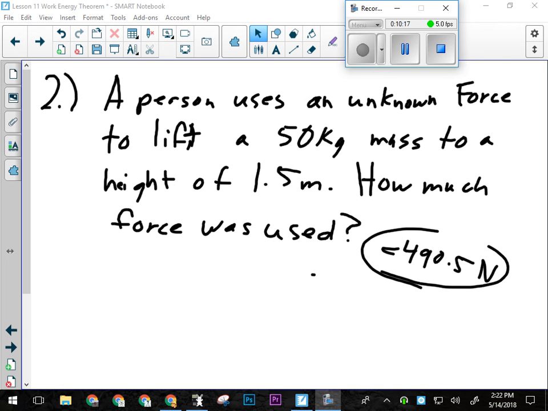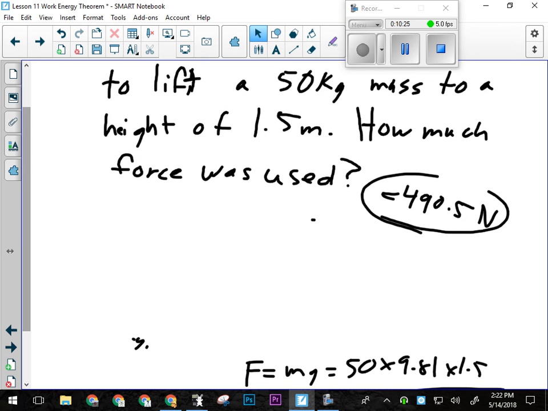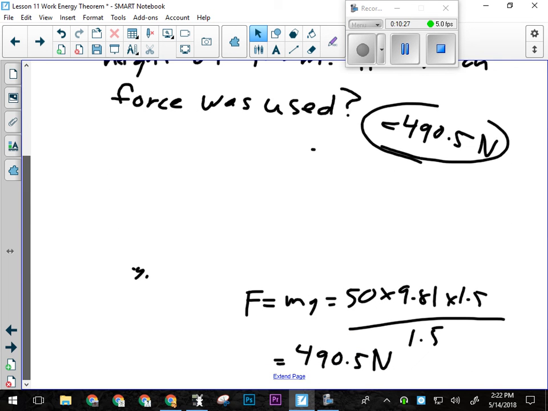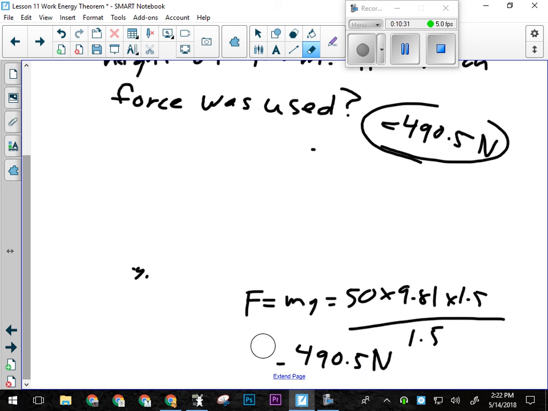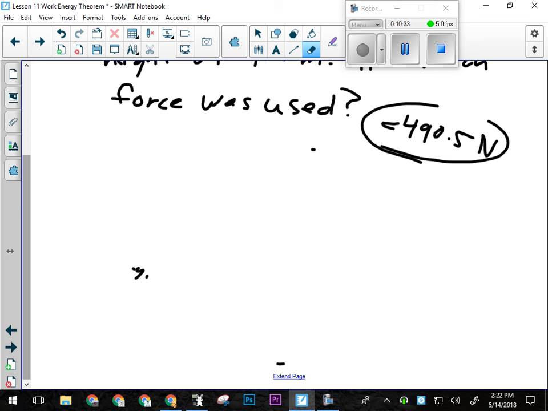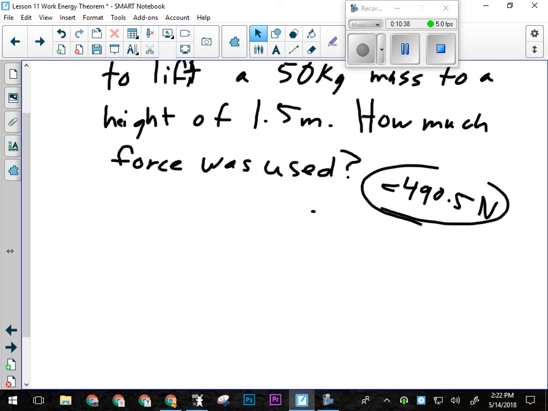All right, let's have a look at this one. What kind of energy is changing in this one? Potential energy, right? Okay, but we're looking for how much force was used. Kind of a weird thing with this one. Okay, when we're doing this, what's actually happening is that our distance and our height are actually the same number, right? Because the distance is a vertical height.